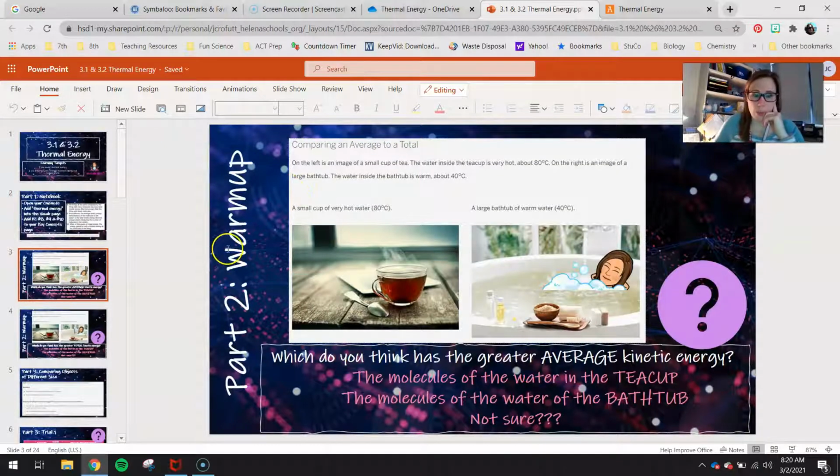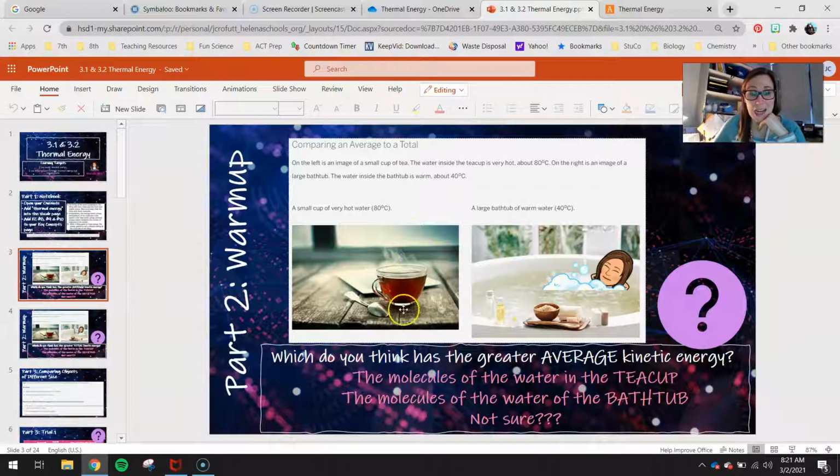Your warm-up today has two questions. You have this image where you have a cup of tea. It's very small. It is 80 degrees Celsius, so that's about 20 degrees Celsius below boiling. Remember, water boils at 100 degrees Celsius. And then you have a large bathtub of warm water, which is 40 degrees Celsius. 40 degrees Celsius is about 3 degrees Celsius over body temperature. Body temperature is about 37 degrees Celsius.